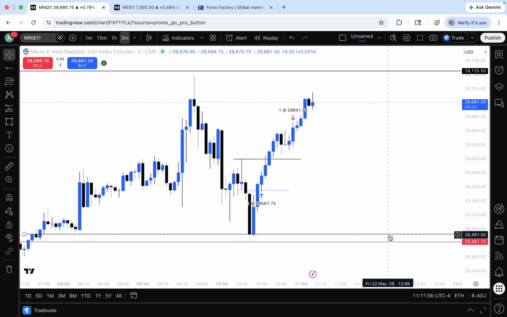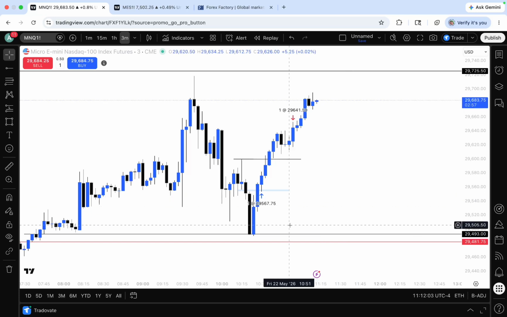Today is Friday, May 22nd, and we took this trade right here. You can see on the screen with the execution marks. We were long today, bullish bias, so I'm going to go over that.